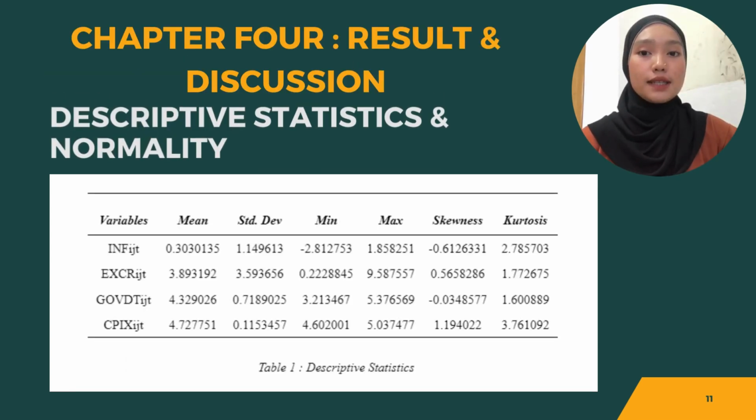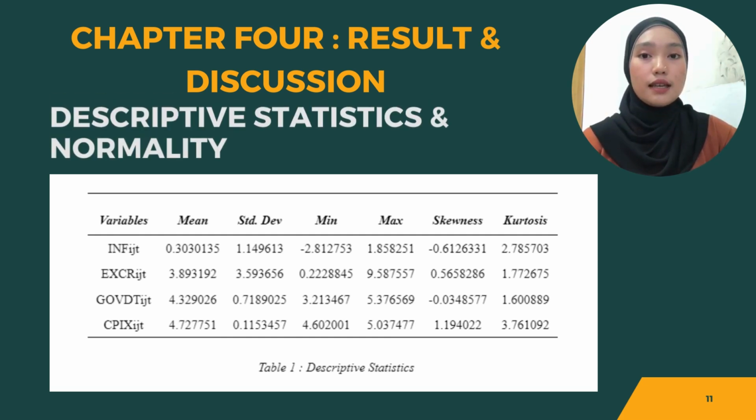Chapter 4 is basically discussing the results of the data analysis. First, the descriptive statistics and normality. The table here displays the descriptive statistics findings. The results of the normality test are also included in the same table. For mean inflation, the mean is at 0.3%. Meanwhile, for the independent variable, exchange rate has an average score of 3.89. As for government debt, it has a mean of 4.33%. The variable of the consumer price index has a mean of 4.73%.